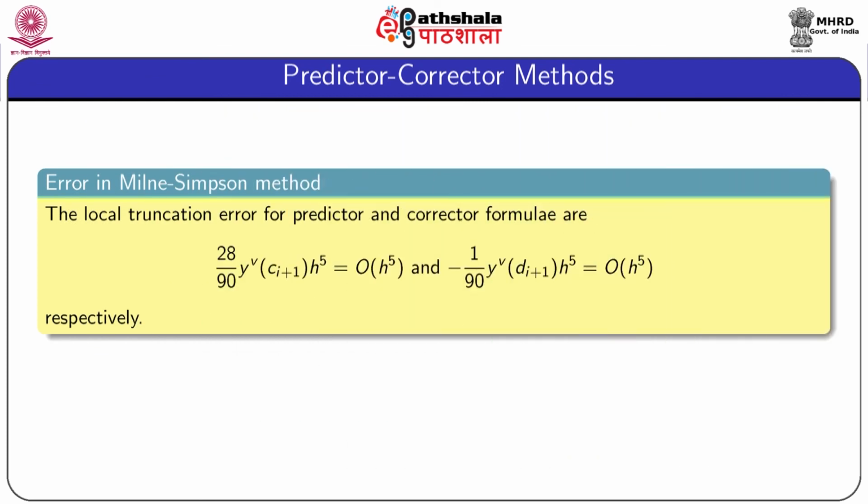Now, the local truncation error for the predictor corrector formula: the error in the predictor formula is 28/90 fifth derivative of y at c_{i+1} into h to the power 5, which is order of h to the power 5, and the error in the corrector formula is minus 1/90 fifth derivative of y at d_{i+1} into h to the power 5, which is order of h to the power 5, where c_{i+1} and d_{i+1} are constants that lie between the first value, that means x0 to x4.